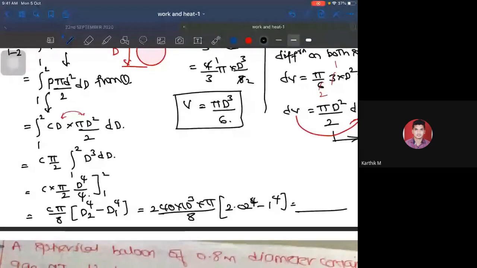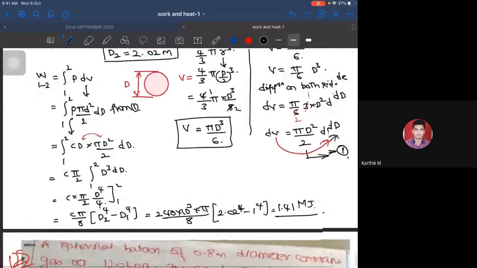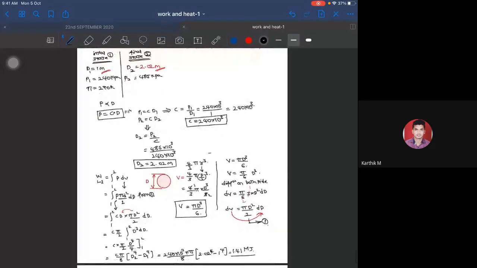1.41 into 10 power 6. So 1.41 into 10 power 6, I can just write it as megajoules. Okay, so this was the problem, guys. Such type of problems will be asked in your examination, so kindly take it.